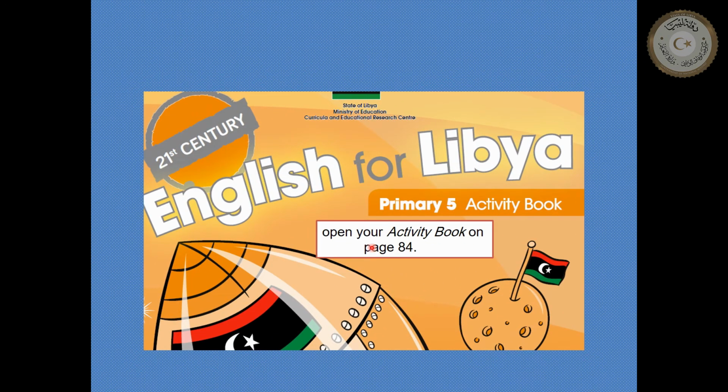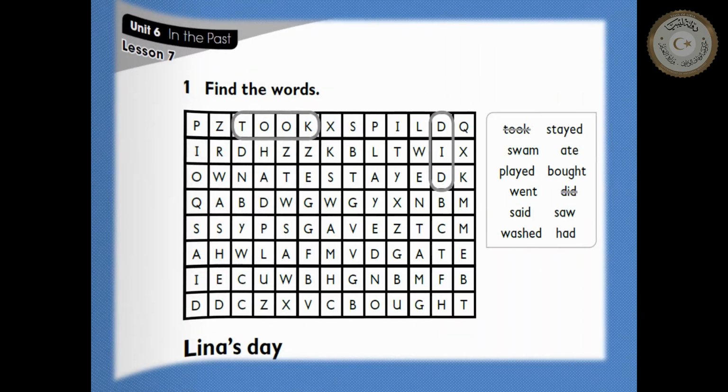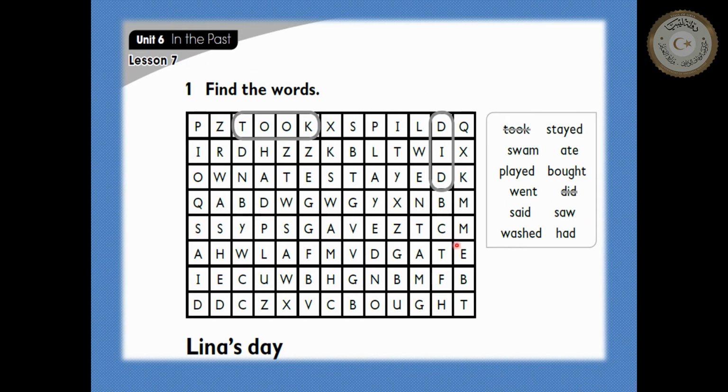Now, our activity book. Open your activity book on page 84. What do we have on page 84? Find the words. We are going to find the words. Which words are these? They are verbs. Can you see the verb here?